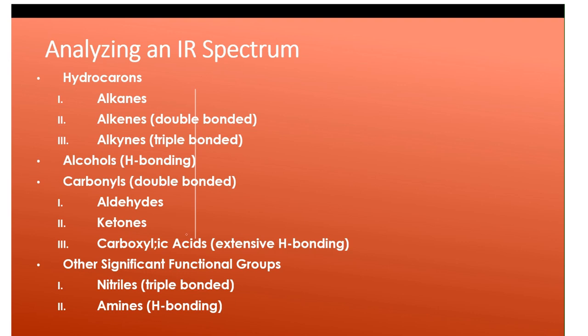Analyzing the IR spectrum, we'll be looking at the hydrocarbons. Actually, we just probed them a while ago. And then we can look at, for example, the alcohol, which has hydrogen bonding. We look at the carbonyls, of course, so the aldehydes, ketones and carboxylic acids. And of course, we'll look at this one here, which is in the triple bonded region, and amines.